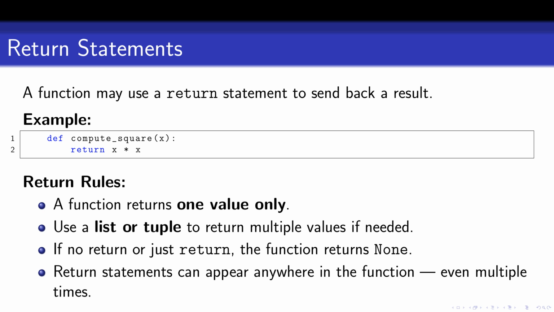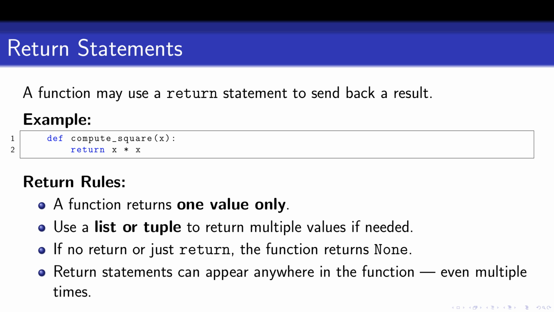Functions don't just run code, they can also return results. A return statement allows a function to produce a value and send it back to the place where the function was called. For example, a function might calculate a square and return the result using return x * x. A function can return only one value directly, but if you need to return multiple pieces of data, you can package them in a list or tuple.